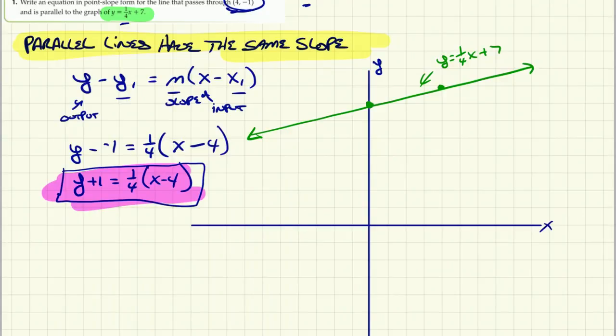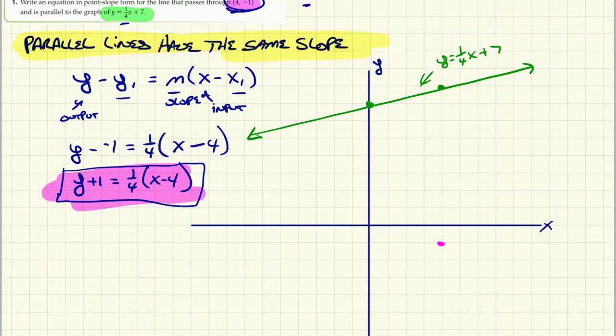Remember that you only need 2 points to make a line. So let's go ahead and use what they gave us for right now, and then we'll convert it to y-intercept form just for kicks. So let's go ahead and do that. Our first point is over here at (4, -1). So we're going to go to 4, 1, 2, 3, 4, and negative 1. So we're going to have a point there.